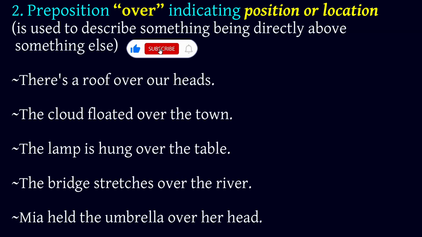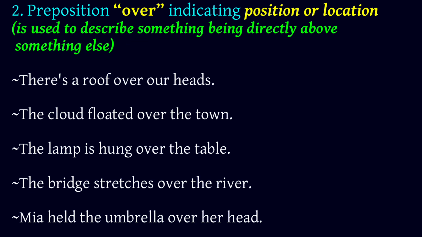2. Preposition over indicating position or location is used to describe something being directly above something else. There's a roof over our heads. The cloud floated over the town. The lamp is hung over the table. The bridge stretches over the river. Mia held the umbrella over her head.